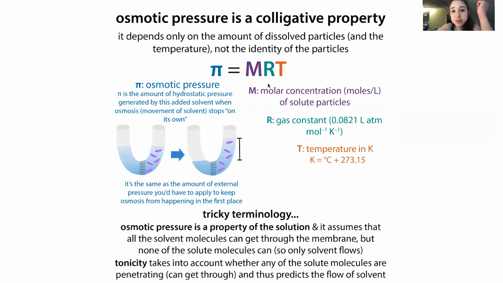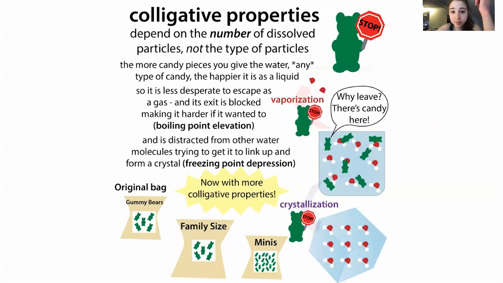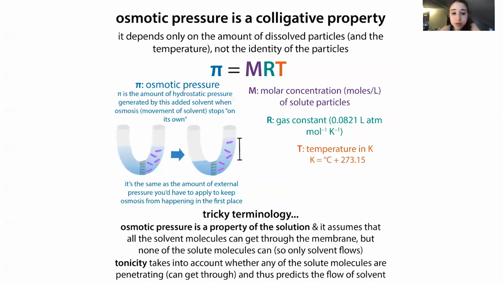This osmotic pressure is a colligative property. What this means is that it depends only on the amount of the dissolved particles and the temperature, and not the identity of the particles. So we talked about colligative properties before when we were talking about boiling point elevation and freezing point depression. And a key thing with colligative properties is that it depends on the number of dissolved particles and not the number of things that you put in, if that makes sense.